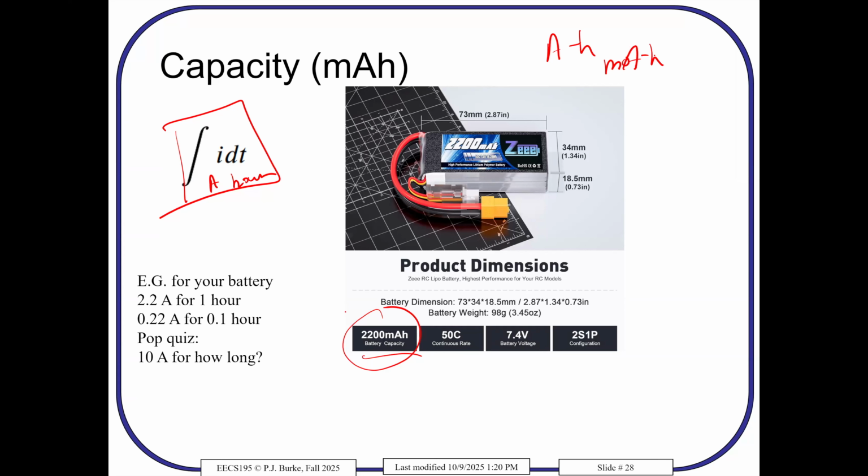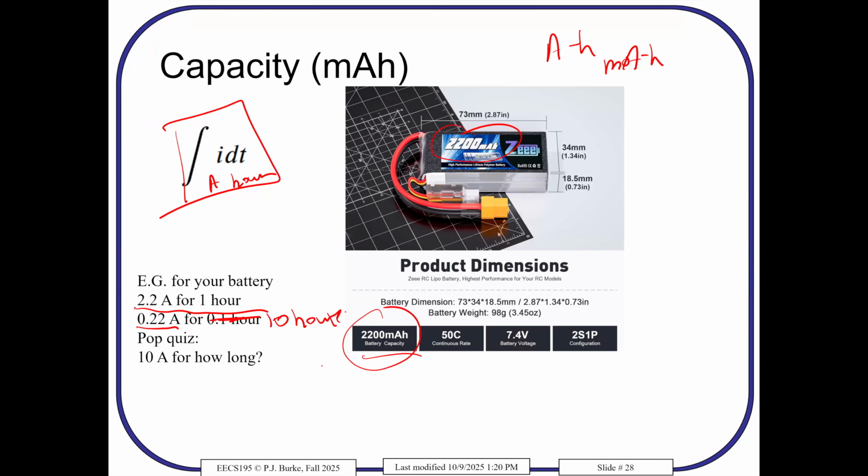So your batteries have a capacity of 2200 milliamp hours. That means you could run your battery, and it's listed on here in big letters, at 2.2 amps for 1 hour, and then you're out. If you run it at 4.4 amps, then you're out in 30 minutes. If you run it at 0.22 amps, then you're out in 10 hours.